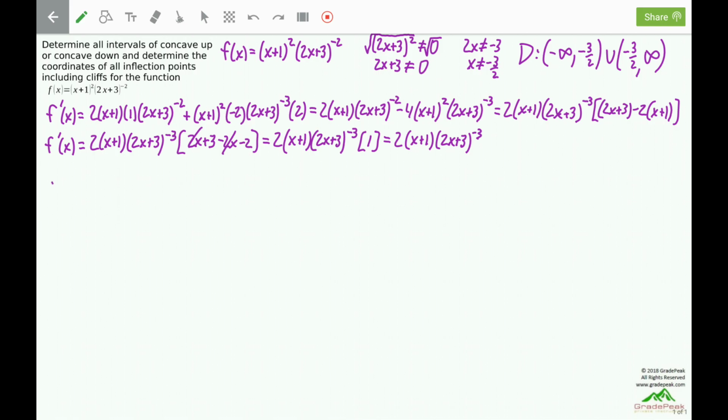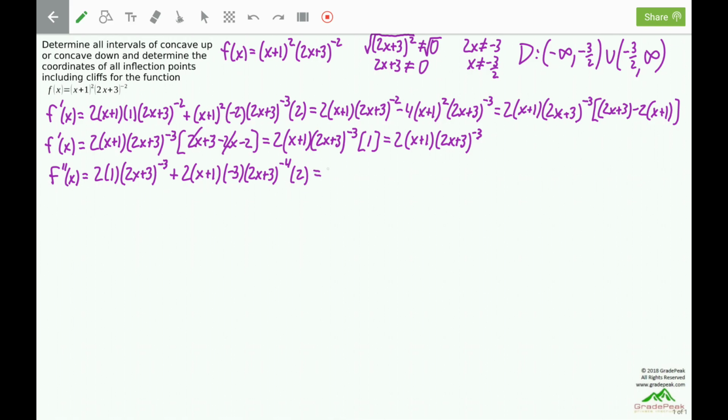We now have just a single product rule for the second derivative. We can now find the second derivative, f double prime of x equals. It is again a product rule. We have a 2 times the derivative of the first, which is a 1, times the second left alone, 2x plus 3 to the negative 3 power, plus the first left alone, so 2 and x plus 1, times the derivative of the second, which is a power rule. Bring down the power, leave the inside alone, subtract 1 from the power, and then multiply by the derivative of the inside to complete the chain rule.